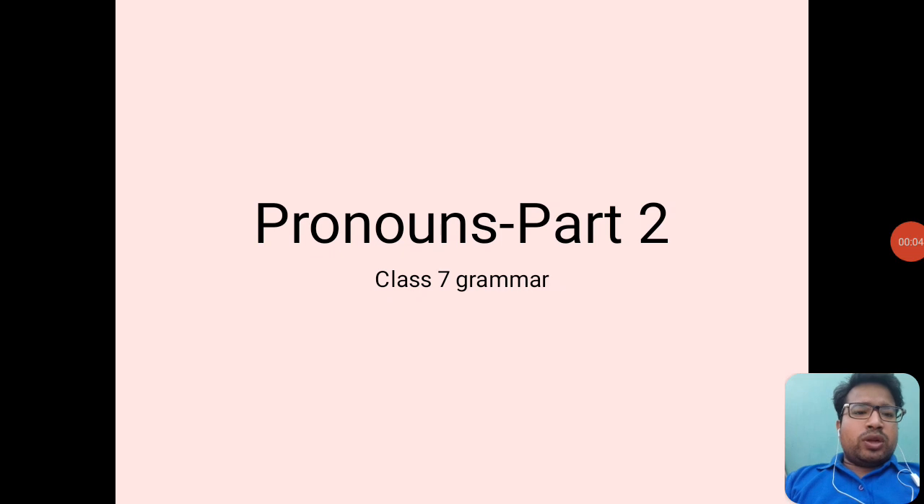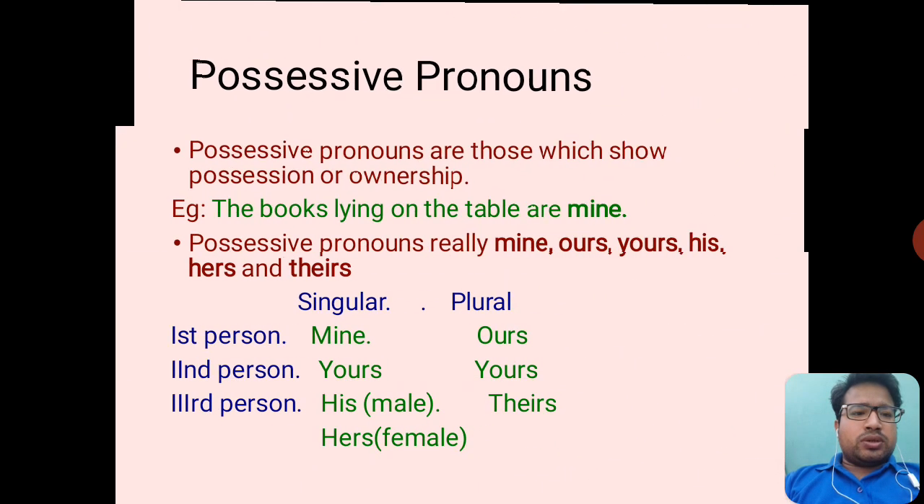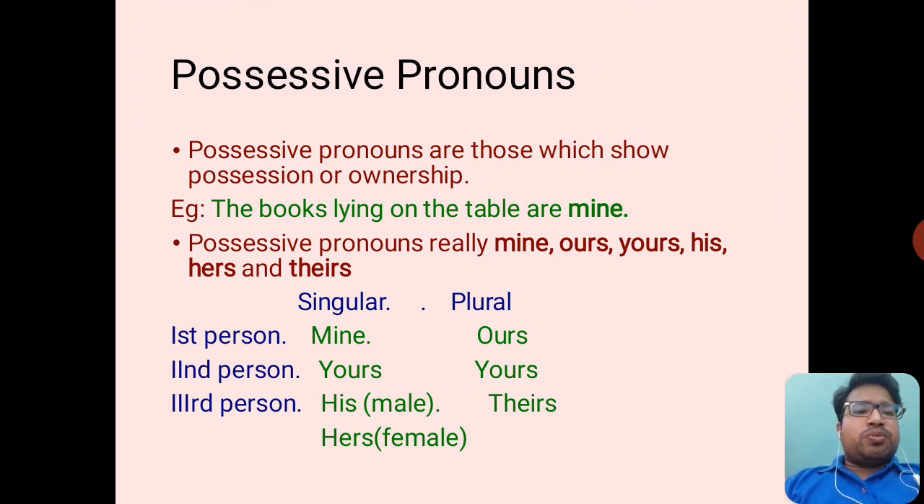Today, we are going to learn a little further about pronouns. Yesterday, we learned about personal pronouns. Today, we are going to learn about possessive pronouns. Possessive pronouns are those which show us possession or ownership.